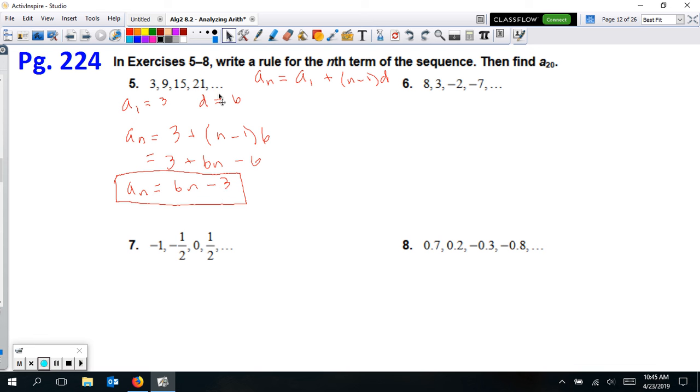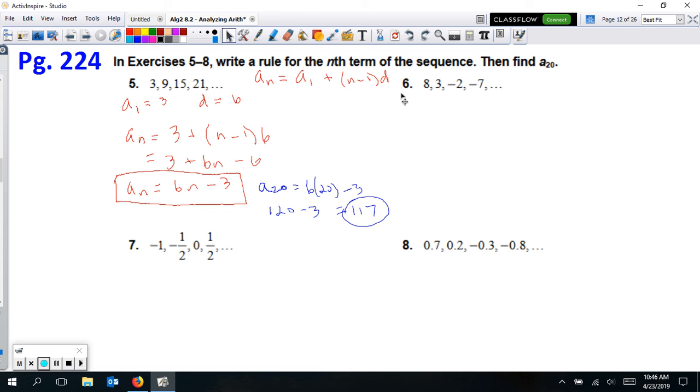So now we can figure out what the 20th term is. We wouldn't want to keep adding 6 every time. That would take a little bit of time to get to the 20th term. But if we have the rule, we can just say 20 in here times 6 minus 3. That's all we got to do. 6 times 20 is 120 minus 3, and 120 minus 3 would give us 117. That's our 20th term. That's a whole lot faster than trying to keep adding 6.